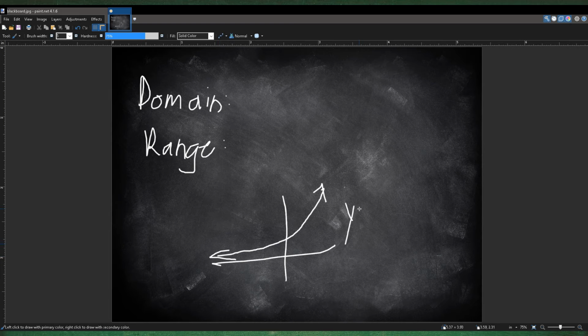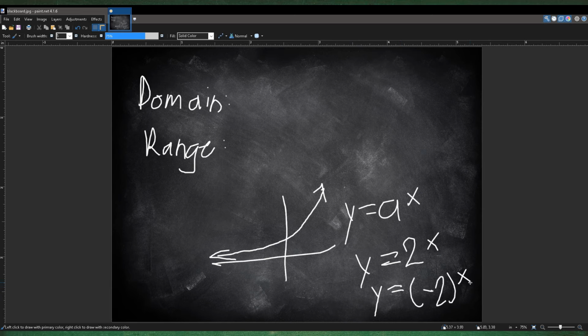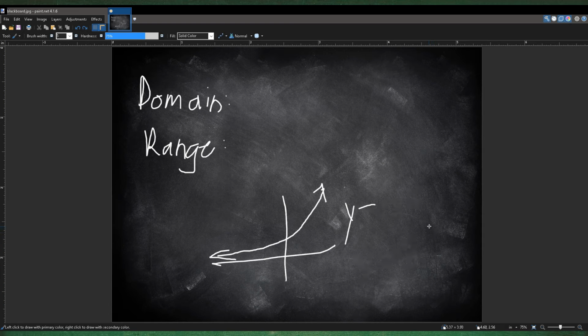If it's just y is equal to some exponential, let's say y is equal to 2 to the power of x, that's what it looks like. It's always going to be decreasing right here on the left. Unless it's something like y is equal to negative 2 to the power of x, then it's going to look different. But in most cases, the most normal cases, it's going to be something like this.